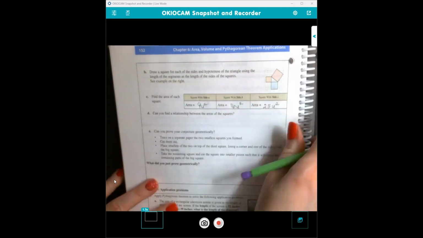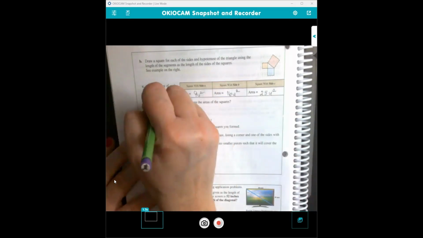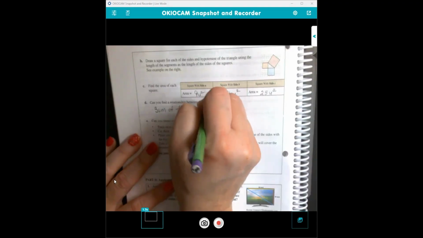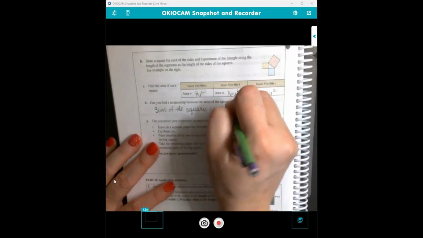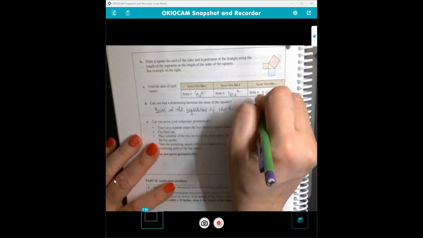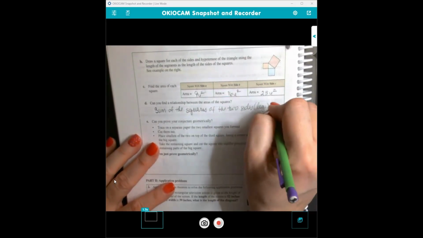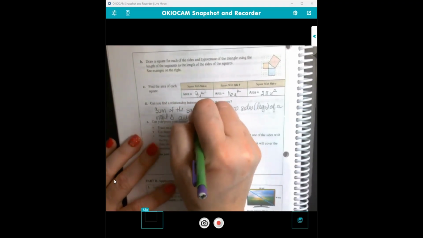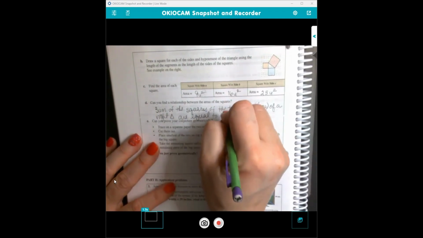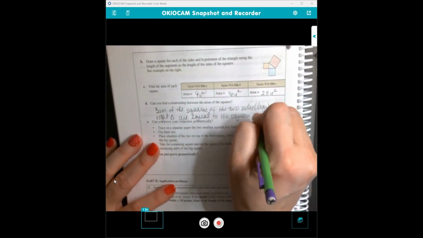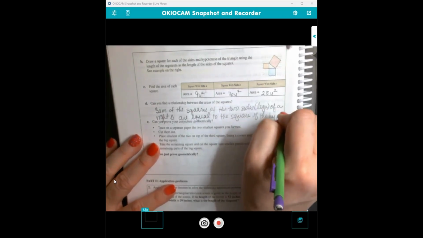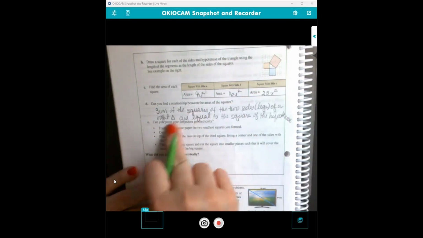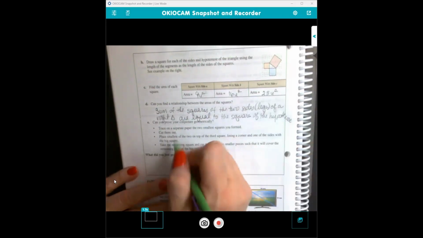Using just that, can you find the relationship? And that's what the student can come up with: the sum of the squares of the two sides or legs of a right triangle is equal to the square of the hypotenuse. And then it says, can you prove the conjecture geometrically? And that's what I did right here, right?